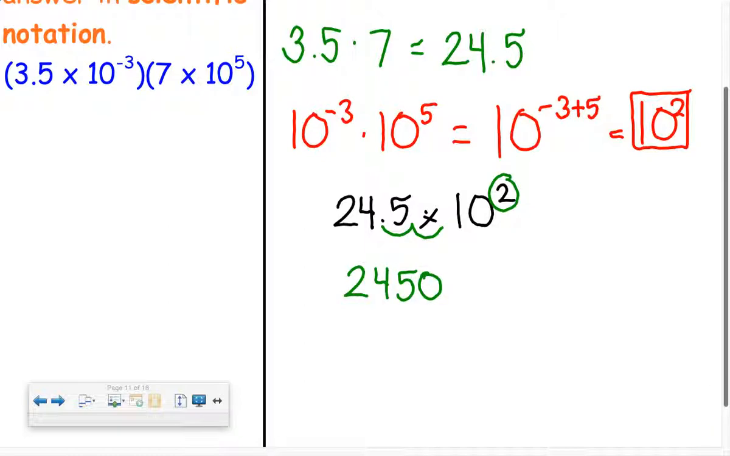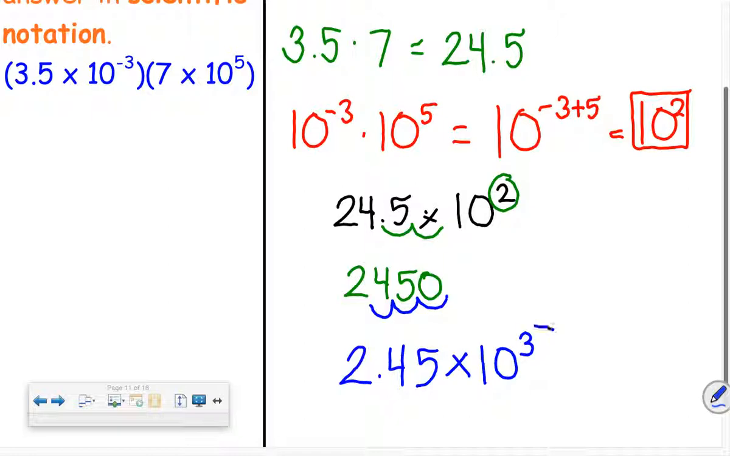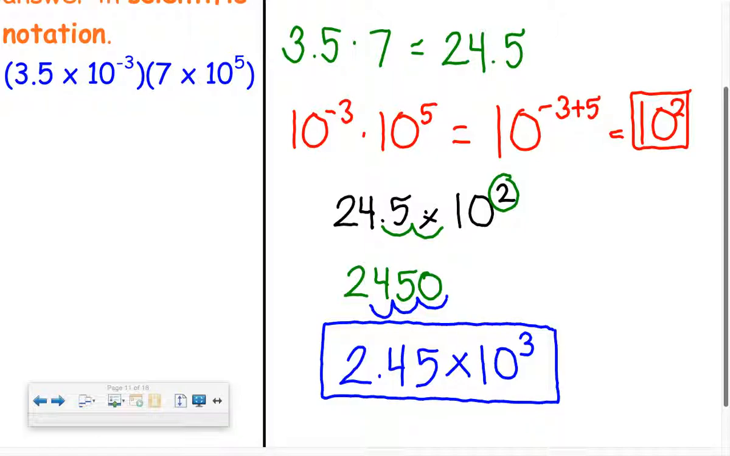I'm going to take this number and put it into correct scientific notation. So my decimal's at the end. I need it in between the 2 and the 4 to be in proper scientific notation. So then I have 2.45 times 10, and I moved my decimal 3 spots. 2,450 is a big number, meaning bigger than 1, so my exponent is positive. So 2.45 times 10 to the 3rd is my answer.